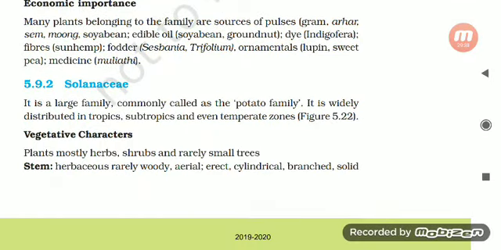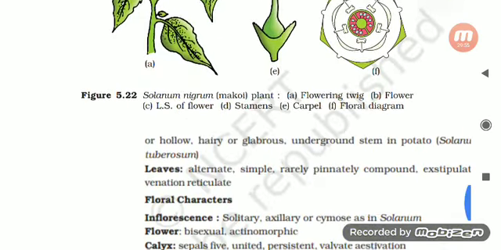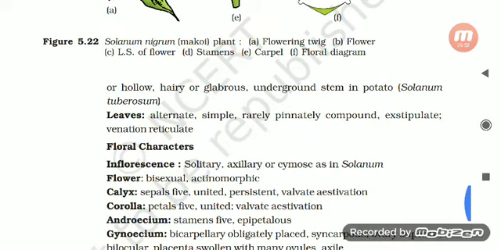5.9.2 Solanaceae. It is a large family commonly called the potato family. It is widely distributed in tropics, subtropics, and even temperate zones. Vegetative characters: plants mostly herbs, shrubs, and rarely small trees. Stem herbaceous, rarely woody, aerial, erect, cylindrical, branched, solid or hollow, hairy or glabrous. Underground stem in potato, Solanum tuberosum. Leaves alternate, simple, rarely pinnately compound, exstipulate, venation reticulate.